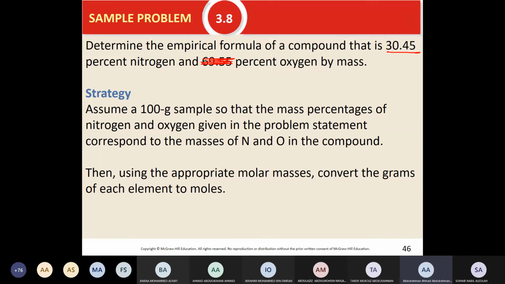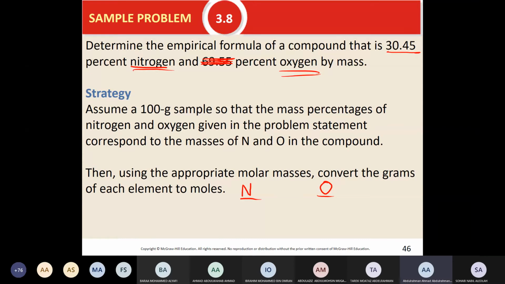How to do this problem? Be careful with me now. The first thing you should put here is nitrogen and oxygen. Sometimes you have more than 2 atoms, put all the atoms. Maybe we will solve a problem in a while in which we have carbon, hydrogen, and oxygen, or carbon, hydrogen, and nitrogen. Is this clear? So why did I write only 2 atoms? Because the compound has only two atoms, nitrogen and oxygen. Clear? Next.